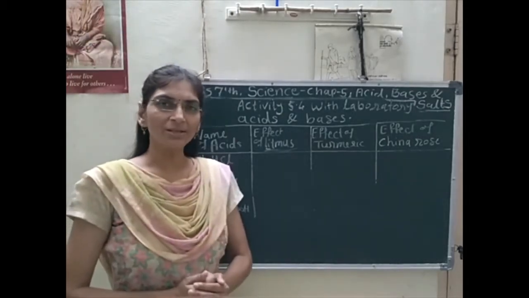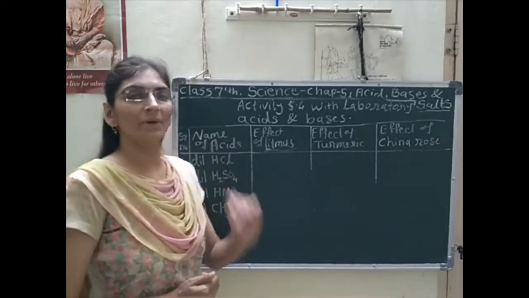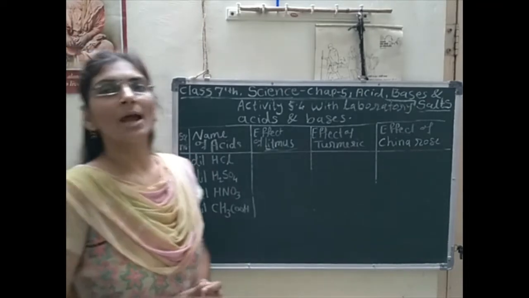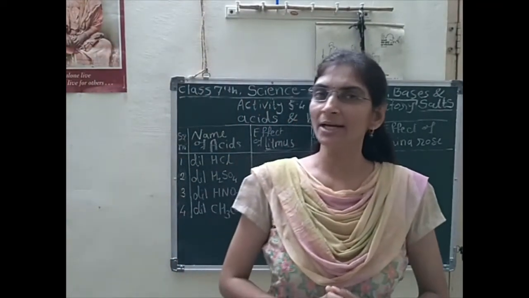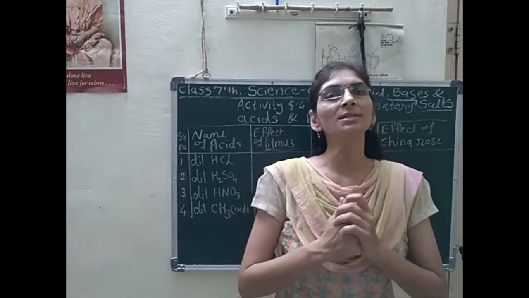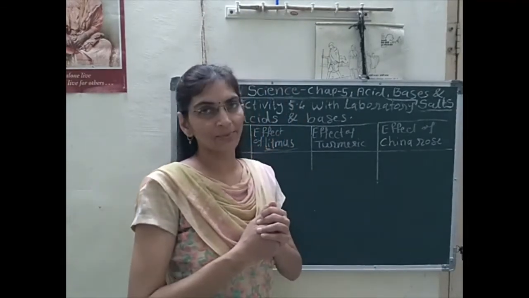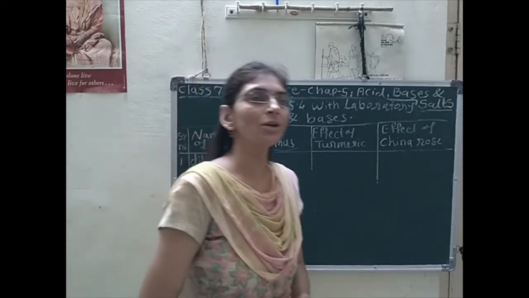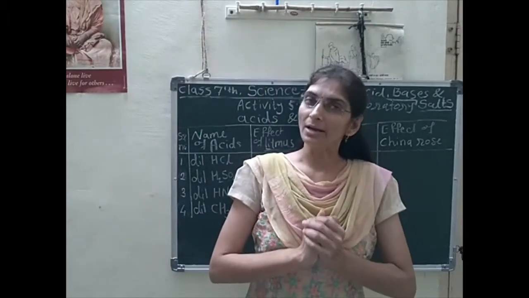Good morning students. Today we will see Class 7 Science, Chapter 5: Acids, Bases and Salts. Up to our last lecture, we have learned about acids, bases and salts. We have also learned the reactions of acids, bases and salts with different types of indicators. But for those experiments, we chose substances which we use in our daily life.